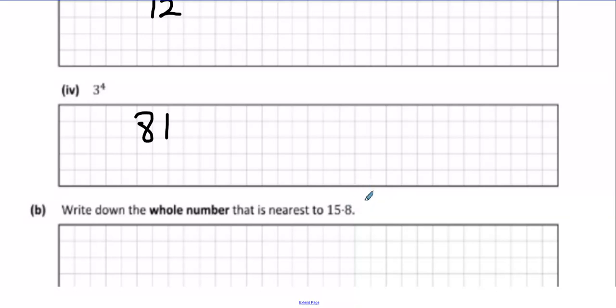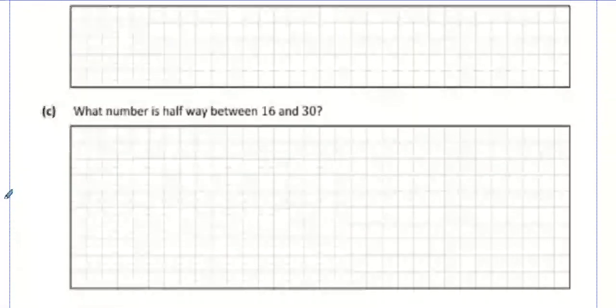What is the nearest whole number to 15.8? Anybody know? It's either 15 or 16. Which one has to be? Which one is it got to be? Because 0.8 is closer to 16 than it is to 15. We cool with that? All good so far? Okay. Now, next part.